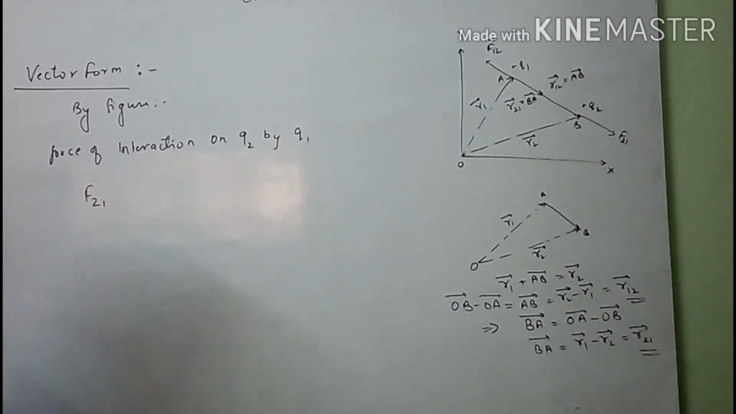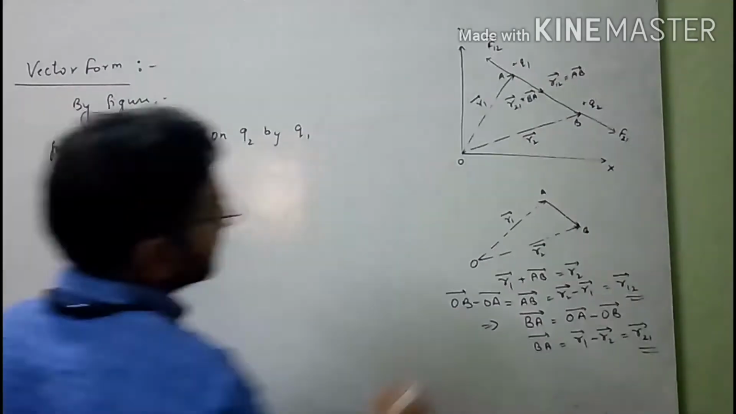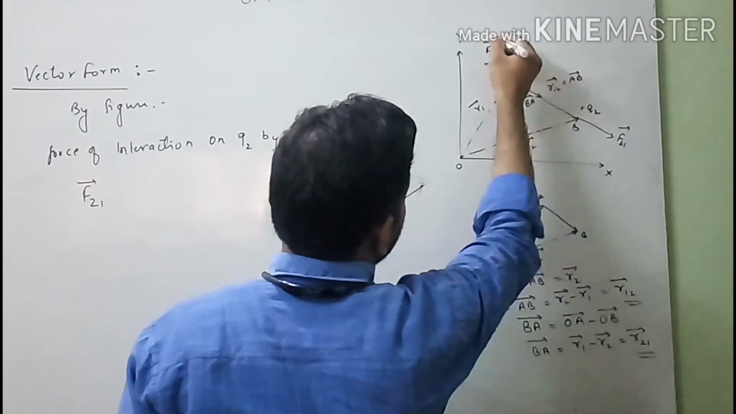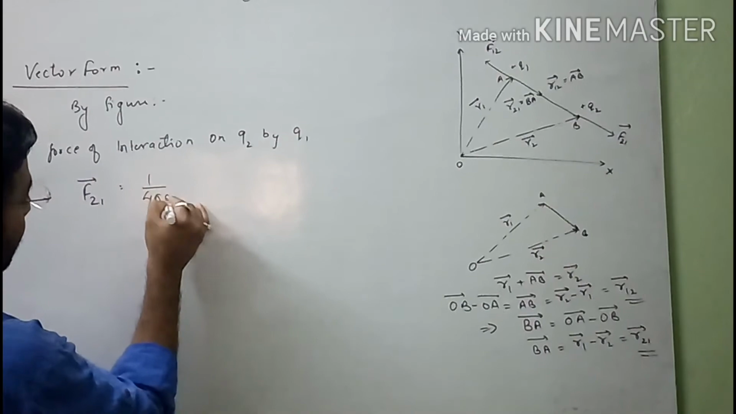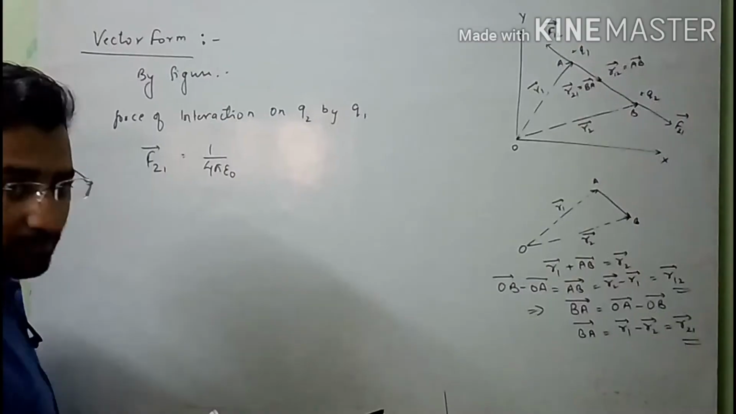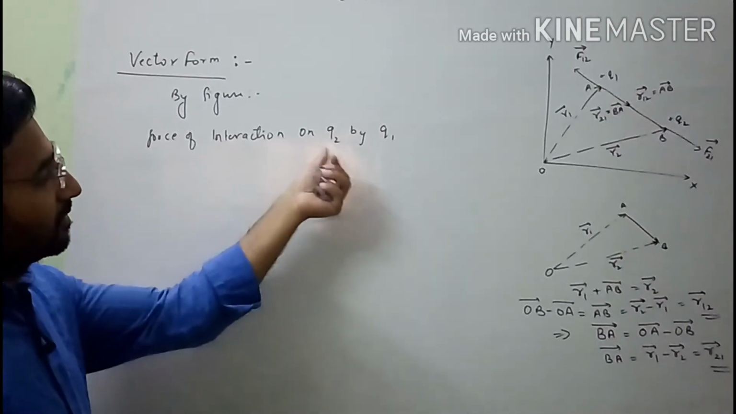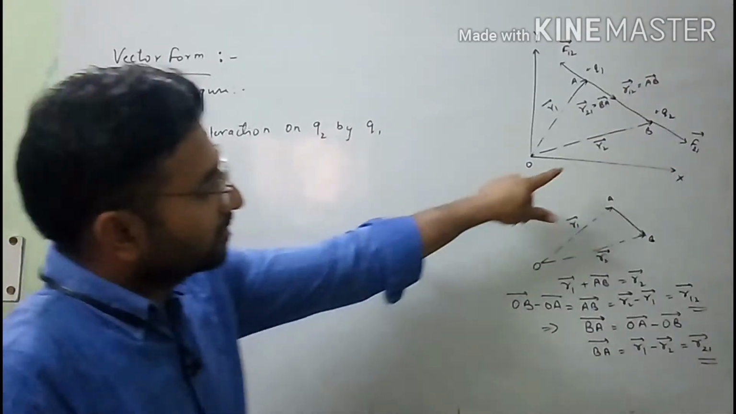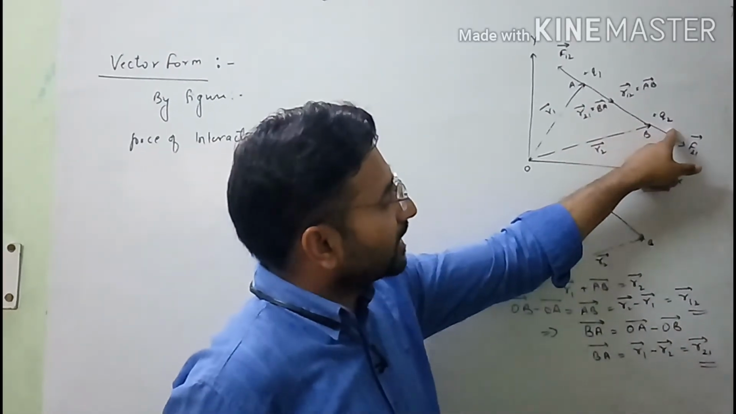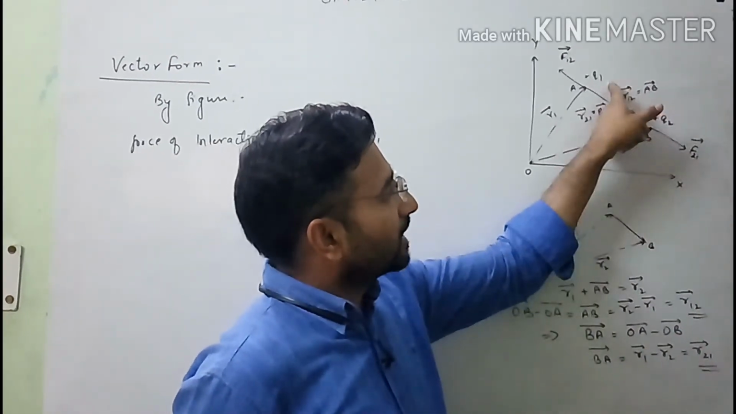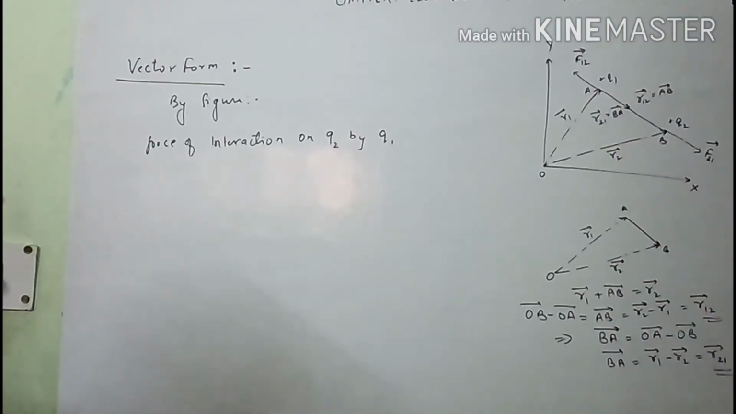which I represented here, is F21. If I want to write it in the form of a vector, I will use a vector symbol here. So F21 is equal to, by using Coulomb's law, I will write like this. Student, you will see that for the force of interaction on Q2 by Q1, Q2 and Q1 both are positive in sign, so it means the force of repulsion. We are talking about the force of repulsion.